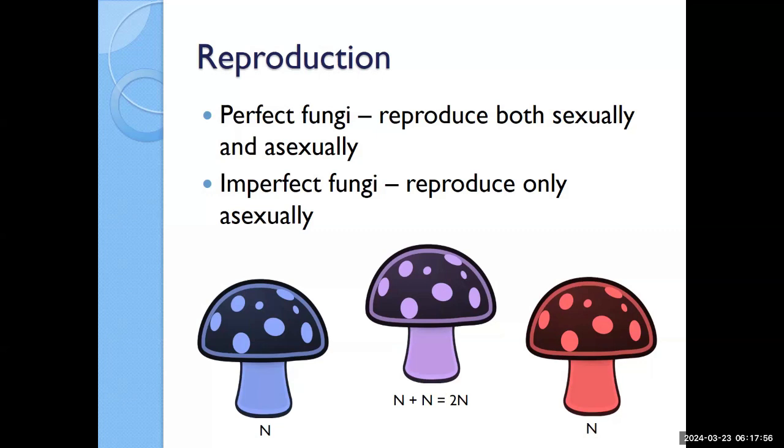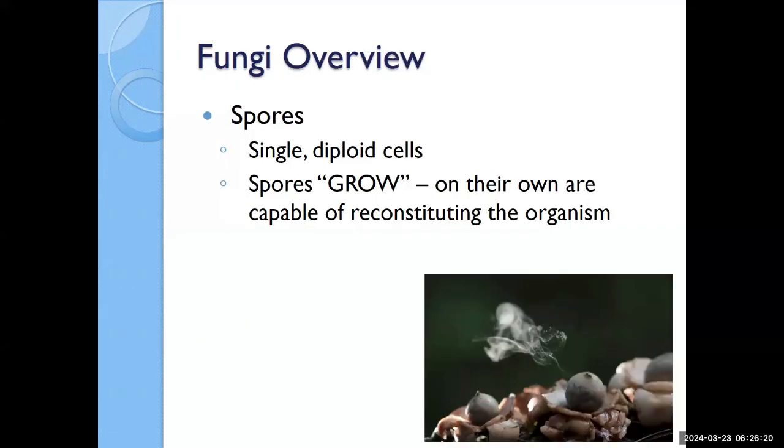Perfect fungi are those that can reproduce both sexually and asexually. Imperfect fungi are only capable of asexual reproduction. All fungi reproduce via spores, and these spores are capable of growing into their own organism, fully reconstituting the fungi.